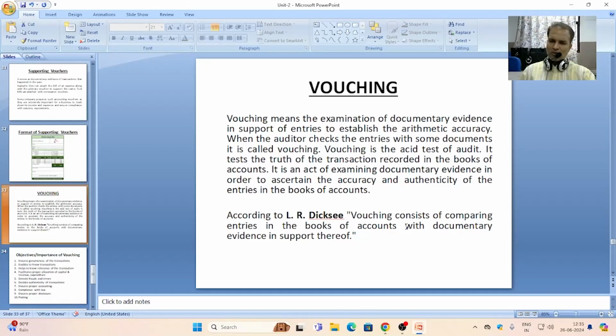So for vouching, we can easily say that when an auditor compares the entries with the available bills, it may be called vouching. And this is the starting point of the auditing process. All the auditing process starts with the term vouching. This is the initial step to go for the auditing work.